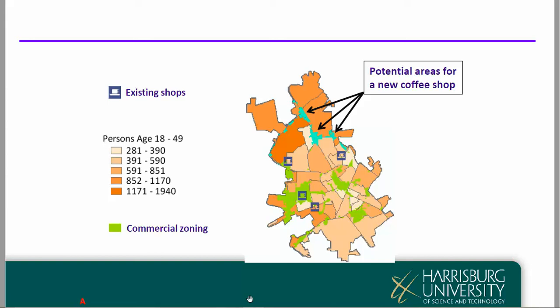Let's move on. Here's an example of running an analysis with multiple layers. We're looking for a location for a new coffee shop that is in an area that's zoned to be used for commercial purposes and has a high population of people in the age group of 18 to 49, the people that spend the most on coffee. So if we look at where those things overlap, where is commercial zoning and high populations of people in that age group, we've identified in cyan on the map the best areas for a new coffee shop, where you have the most number of customers in an area that you know you can build the coffee shop. Let's move on.